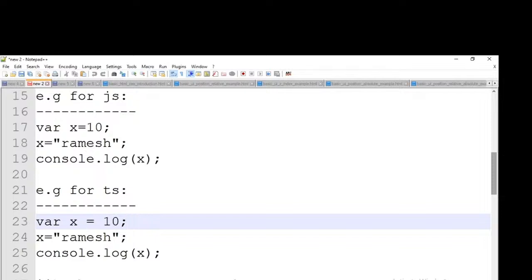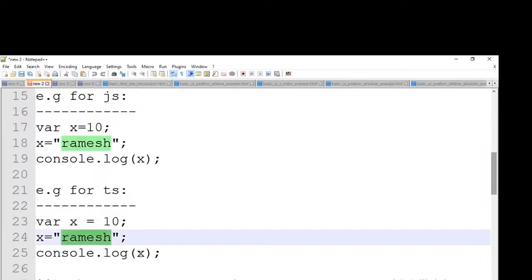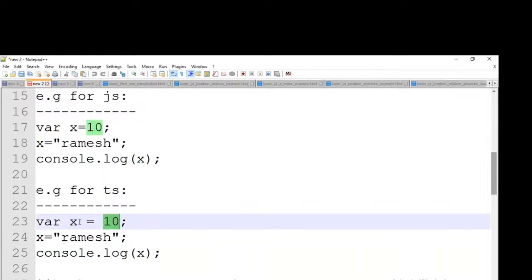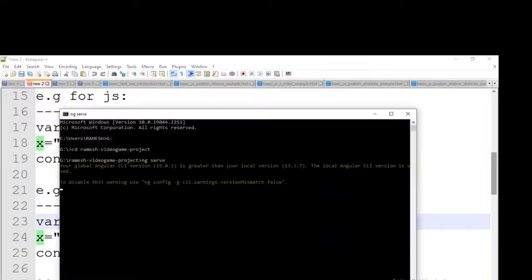For example, if you write 10 here, then Ramesh, and then console.log(x), you will get the output as an error. Why? Because here x is 10, so this is the first value, and automatically x becomes the number data type. So x always accepts only a number as the data. Clear to everybody?